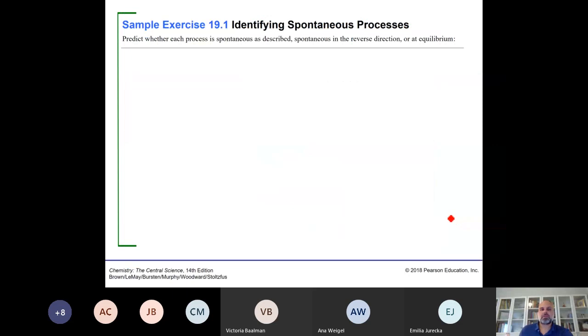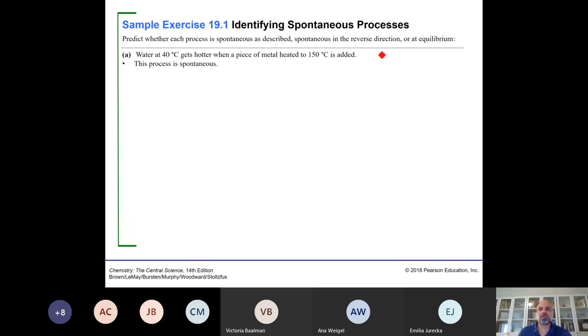So let's go through a sample problem first. It says predict whether each process is spontaneous as described, spontaneous in the reverse direction, or at equilibrium. Take a look at water. Water at 40 degrees Celsius gets hotter when a piece of metal heated to 150 degrees Celsius is added. If you think about what's going on here, this process is going to be a spontaneous process.